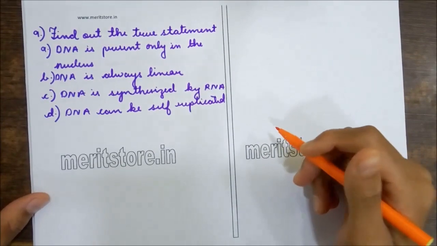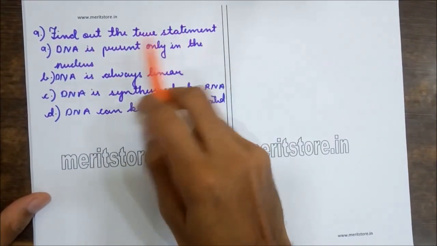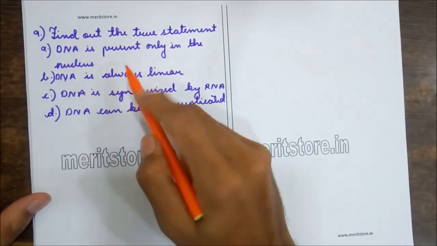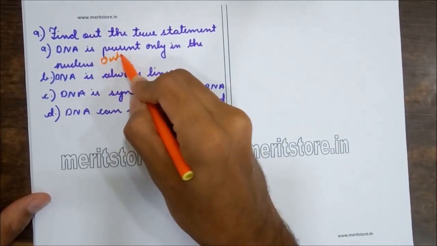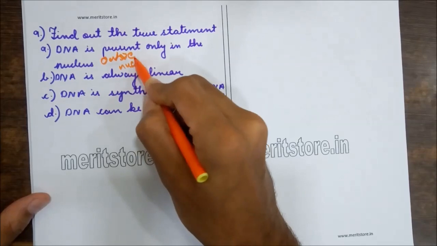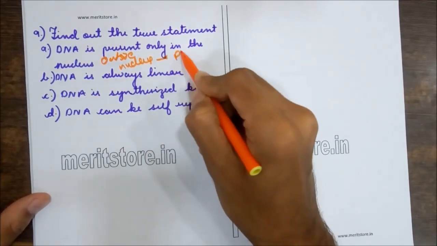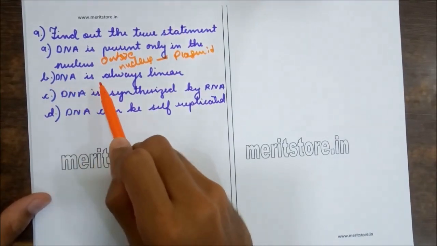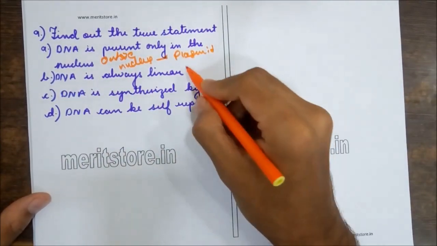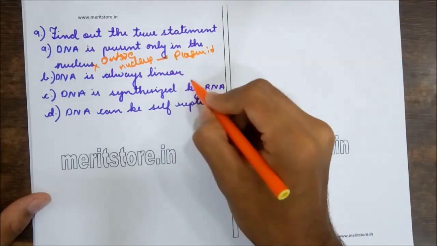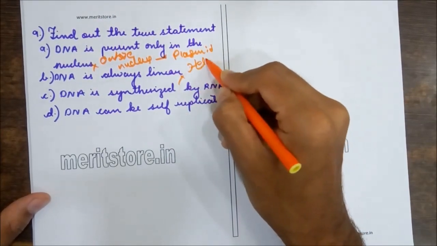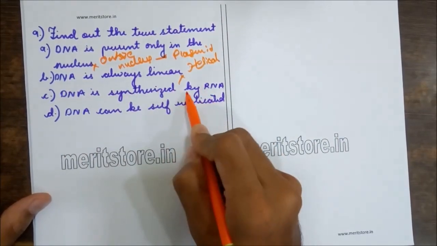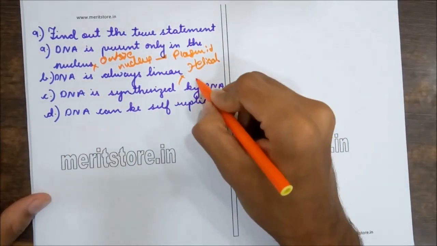Question number 9. Find out the true statement. Option A, DNA is present only in the nucleus. No, DNA is present outside the nucleus, which we call as plasmid. Option B, DNA is always linear. No, it is helical as well. C, DNA is synthesized by RNA. Not always.